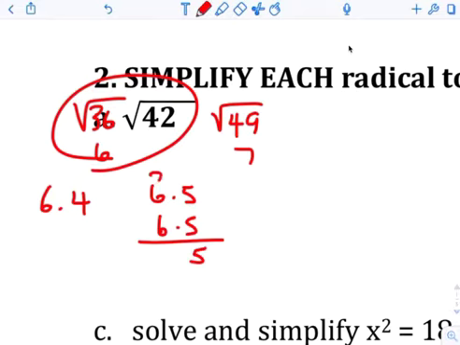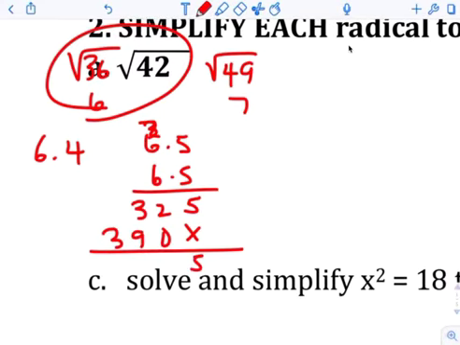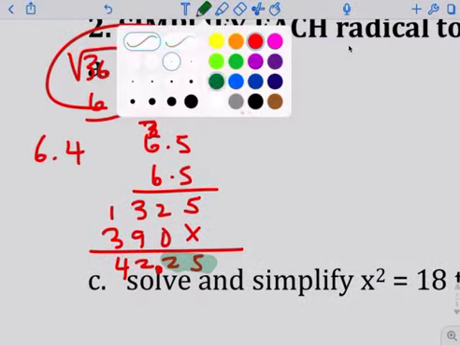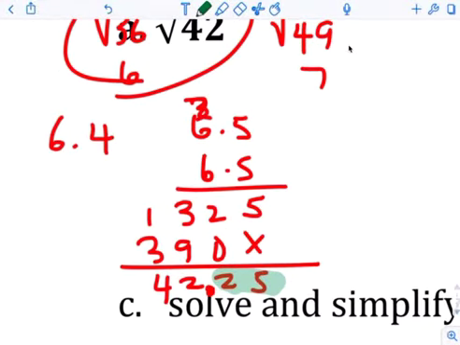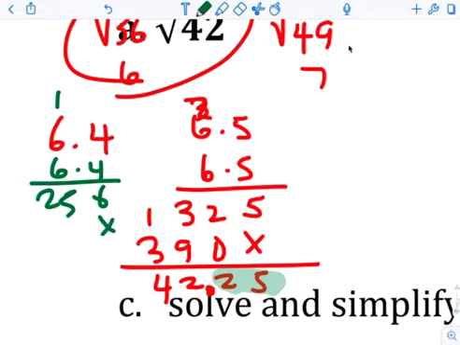25, carry the 2, 32. 30, carry the 3. 5, 2. It went over. It only went over by this much, so it could be that. Let's test 6.4. 6.4, 16, 25, 38.